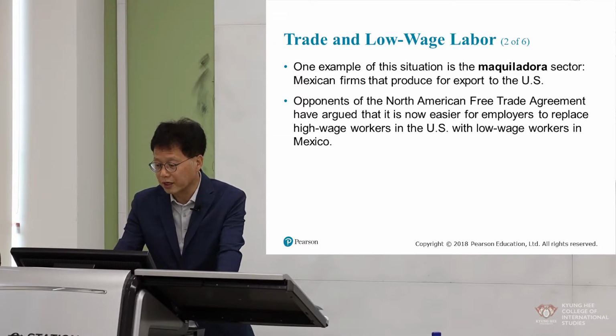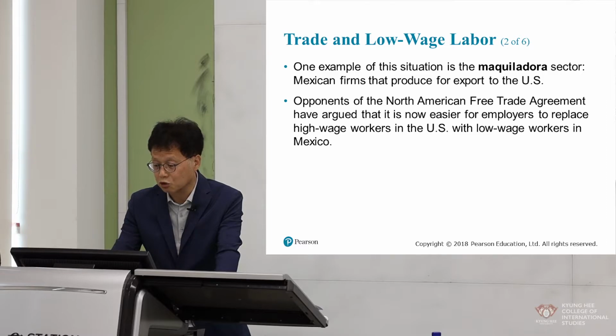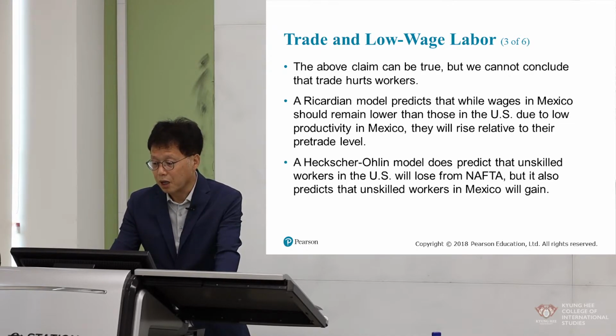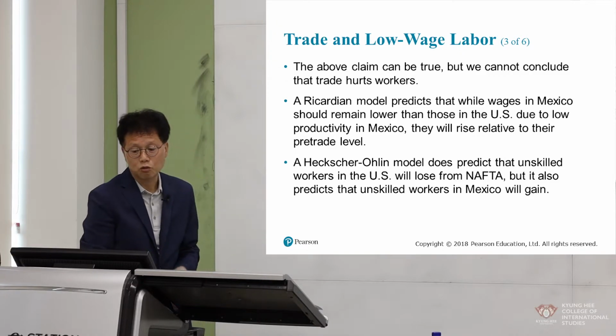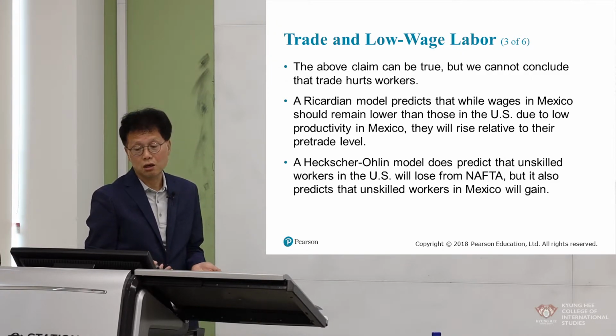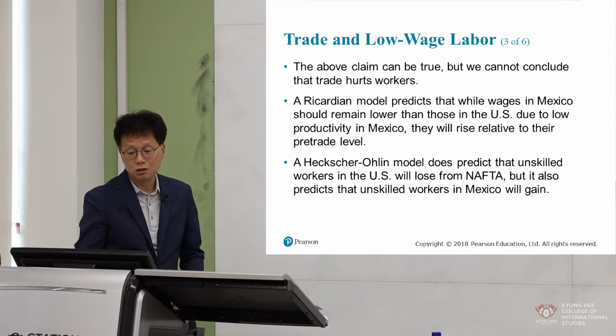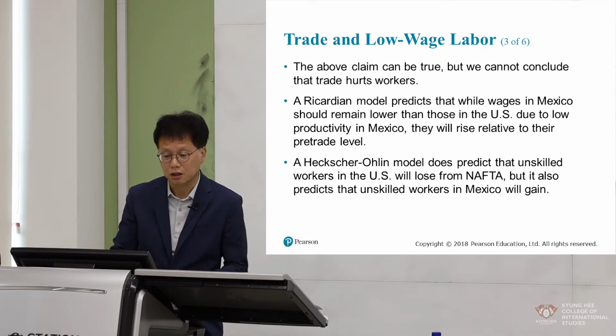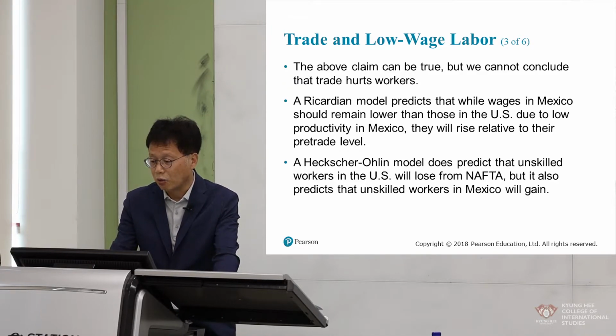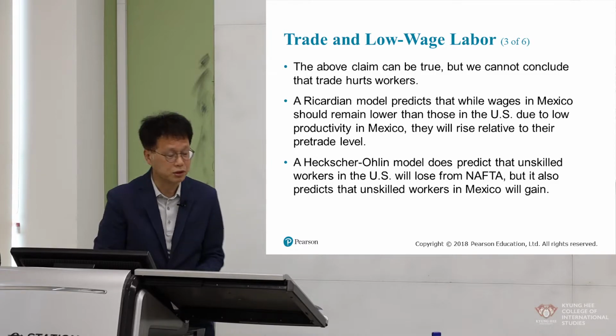Opponents of the North American Free Trade Agreement, NAFTA, have argued that it's now easier for employers to replace high-wage workers in the U.S. with low-wage workers in Mexico. That is true. The above claim can be true, but we cannot conclude that trade hurts workers, Mexican workers or United States workers. There is no evidence for that. A Ricardian model predicts that while wages in Mexico should remain lower than those in the U.S. due to low productivity in Mexico, they will rise relative to their pre-trade level.